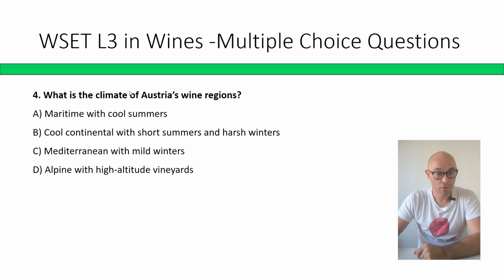What is the climate of Austria's wine regions? Maritime with cool summers, cool continental with short summers and harsh winters, Mediterranean with mild winters, Alpine with high altitude vineyards. The correct answer is B, cool continental with short summers and harsh winters, which is the definition of a continental climate.